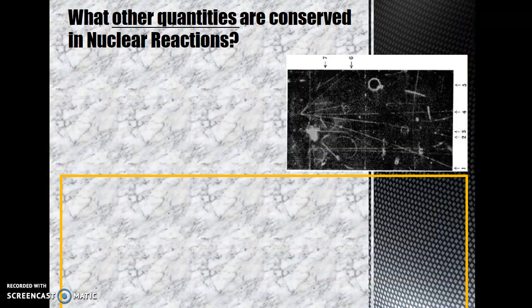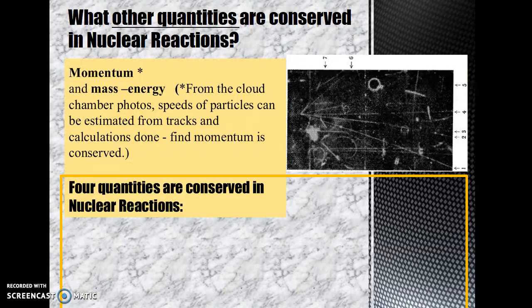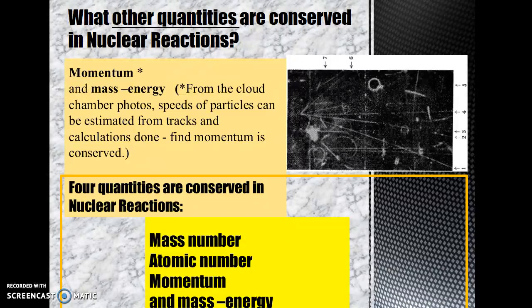That was alpha decay. What other quantities are conserved in nuclear reactions? Momentum and mass energy are the other 2 things that are conserved. Momentum was determined to be conserved from cloud chamber photographs, where the speeds of particles can be estimated from the tracks that they make, and calculations could be done to determine that momentum was conserved. So to summarize, 4 quantities are conserved: mass number, atomic number, momentum, and mass energy.